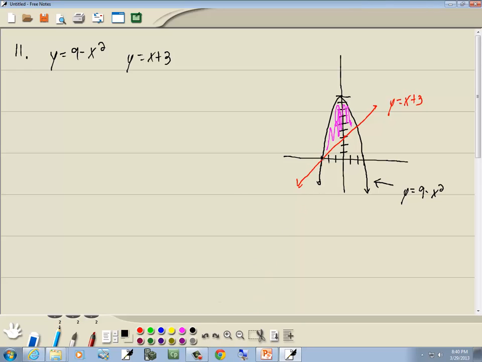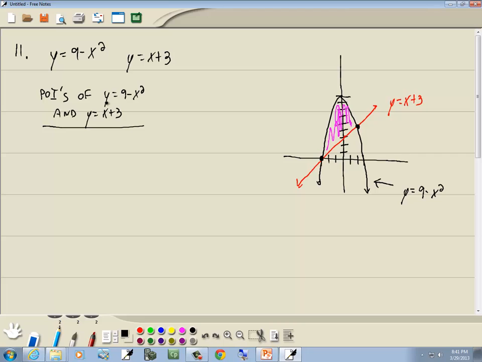Well, it looks like these are already solved for y, so we'll just find out what these intersections are. What this one is right here, and what this one is right here, and we can do our x values from this value to this value. Well, this will be our points of intersection, and here we'll have y is equal to 9 minus x squared and y is equal to x plus 3. Because this is y is equal to 9 minus x squared, and this is y is equal to x plus 3, so it should give us both of these.